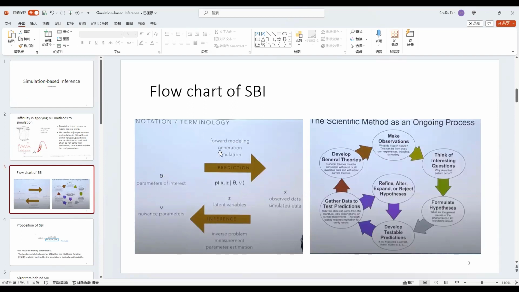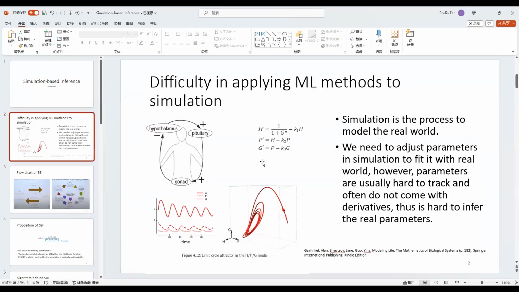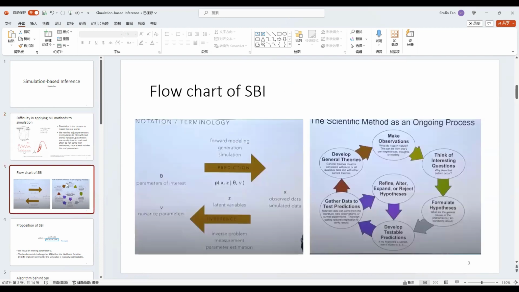There are three labels in SBI. Usually you have your parameter of interest, which is theta, and you have your observation data, which is usually X. And you have your latent variables. The latent variables are what you can observe, the levels of G, P, and H, and you are trying to predict K1, K2, and K3, which are the fixed parameters.